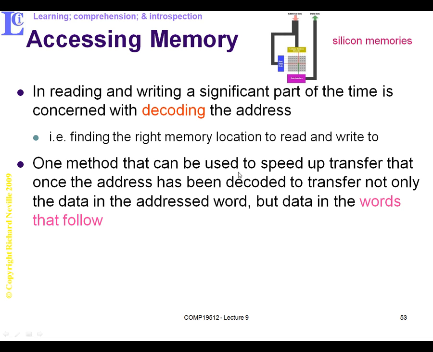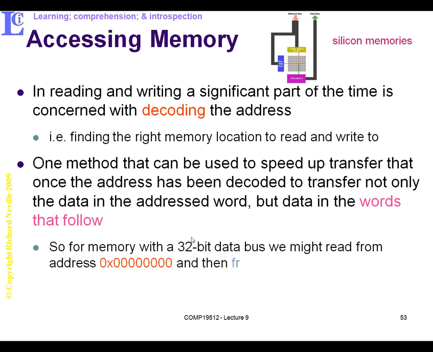One method that can be used to speed up transfer, that once the address has been decoded, is to transfer not only the data in the addressed word, this one, but the data in the words that follow. So this one, this one, this one, and this one. So the addresses are nearby. We've already hinted at this in the previous conversations we've had about this.